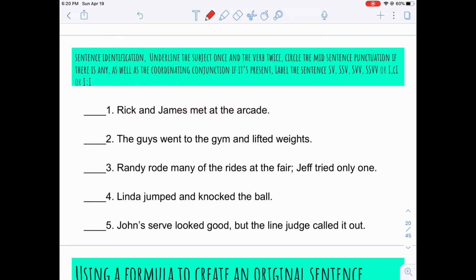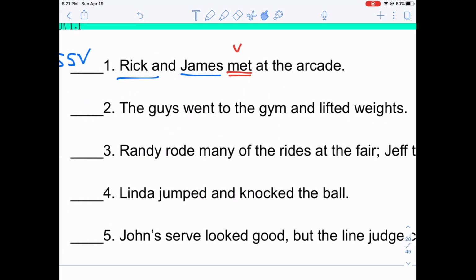First sentence, Rick and James met at the arcade. Well, that is definitely an independent clause. It makes sense to me when I read it, but there's no comma or coordinating conjunction and there's no semicolon, so it must just be a simple sentence. So the verb is met, and the subjects, who or what met, James and Rick. That makes this an SSV. I'm going to make this bigger so that my writing looks a little better.